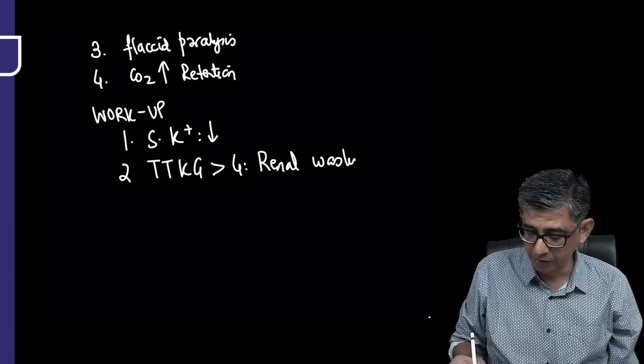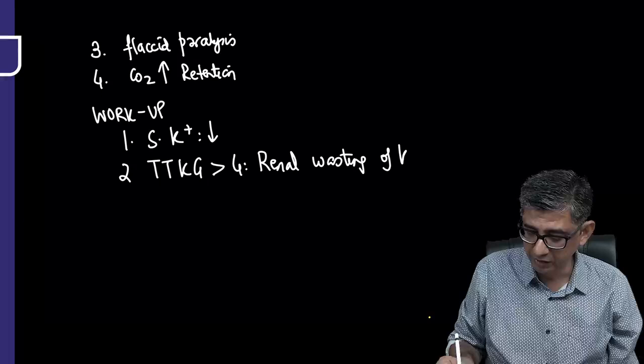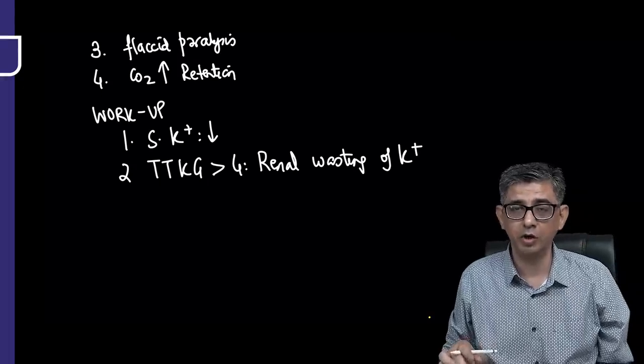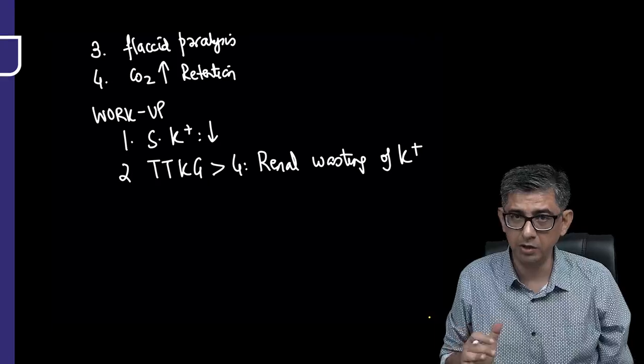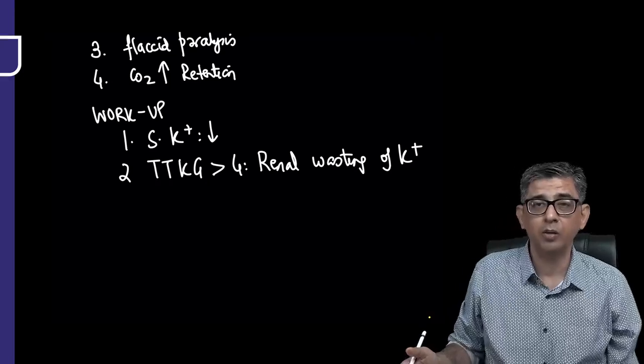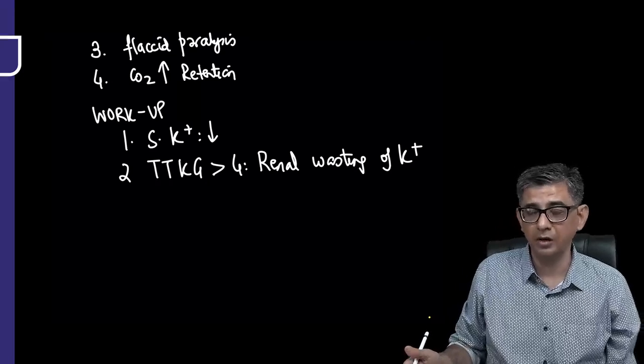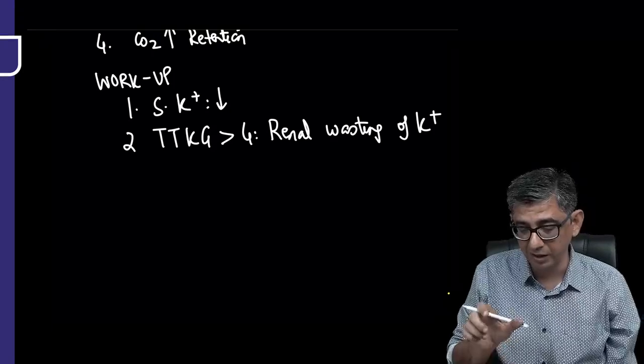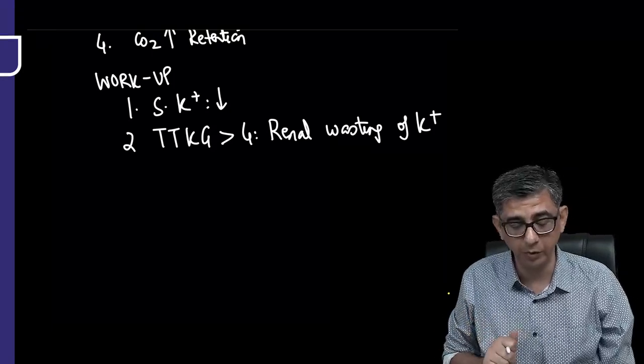Whenever you read the term renal wasting of potassium, it implies that there is going to be hyperaldosteronism. Conditions for hyperaldosteronism were like Conn's, bilateral hyperplasia, the standard ones, or Bartter or Gitelman syndrome, which are again related to defects in the different parts of the kidney tubules.